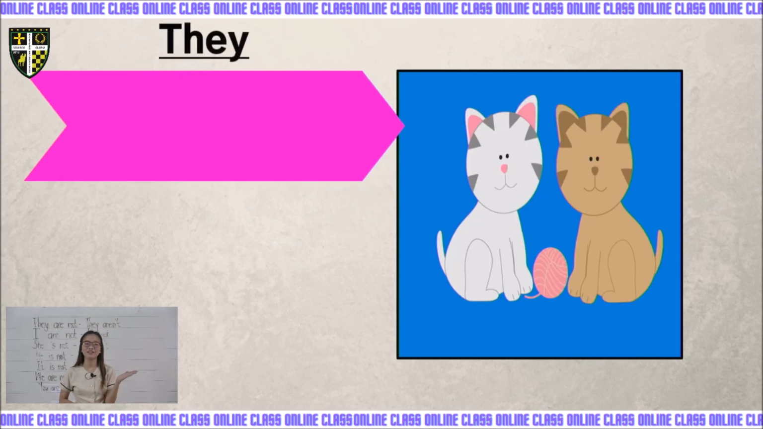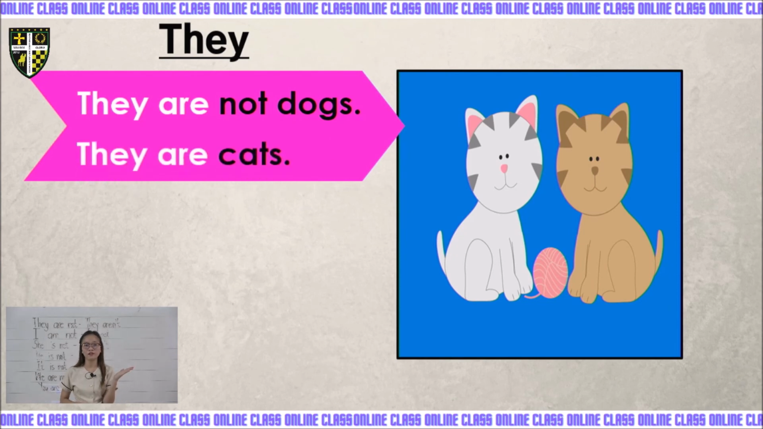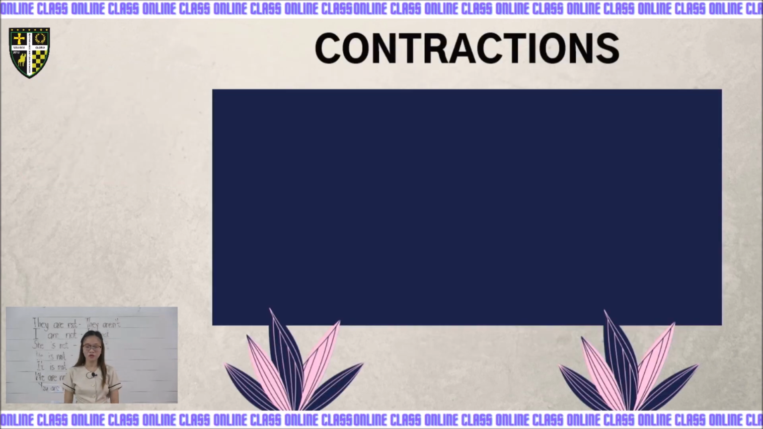They. So, they is referring to more than one. So, meaning we will use the be verb are. So, they are not dogs. They are cats. Again, they is referring to more than one. That's why we use the be verb are. Okay, so for this one, these are the contractions of pronoun, be verb plus not.